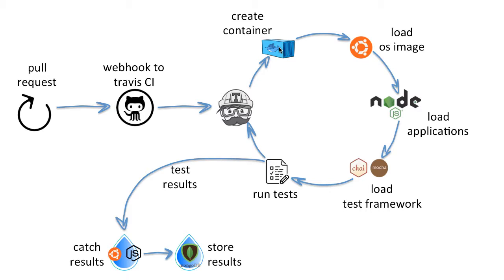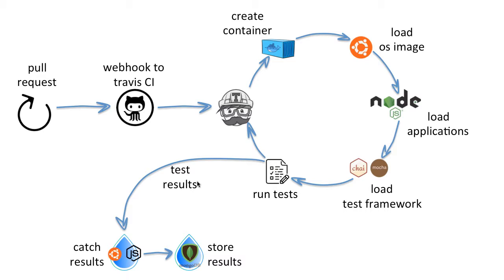It would create a container, a fresh instance of a new operating system. It would load it onto that container. It would load Node and Mocha Chai, which I mentioned is the testing framework, and it would then, after all of that, run the tests that were part of the GitHub repository. Now those test results would be sent over, and that is a hook that we're adding. I'm creating all of this pipeline and all of this wiring.